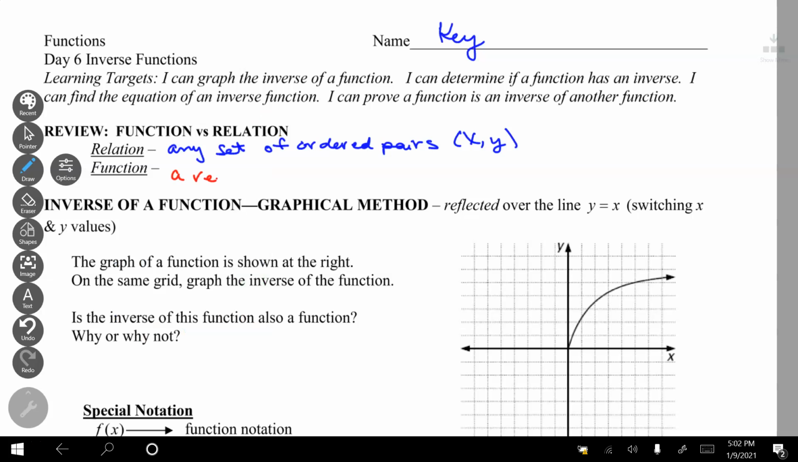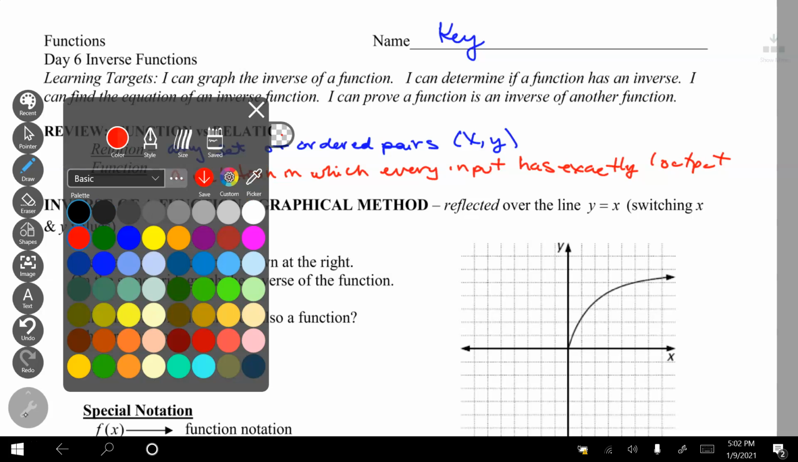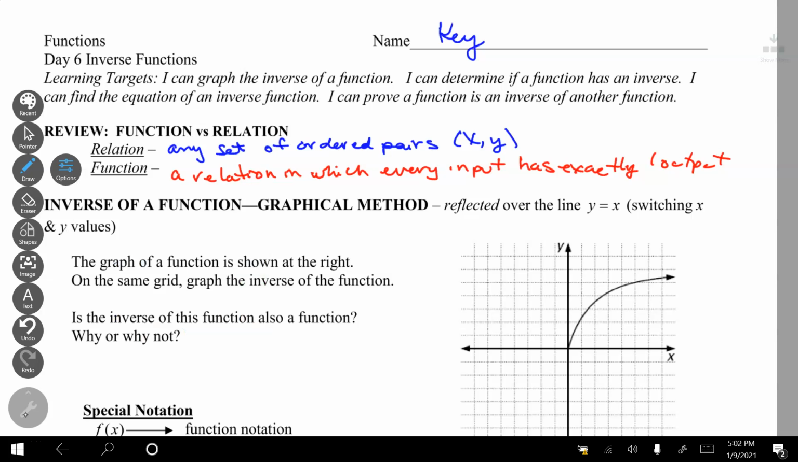It's a relation in which every input has exactly one output. We talked about that on the first day of class. So for something to be a function, you have to have no repeated input values or x's.